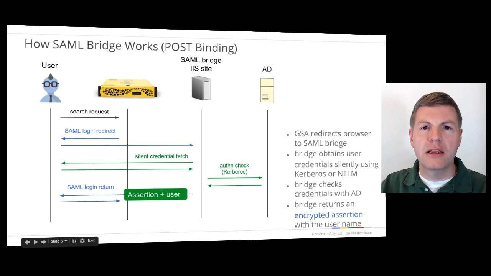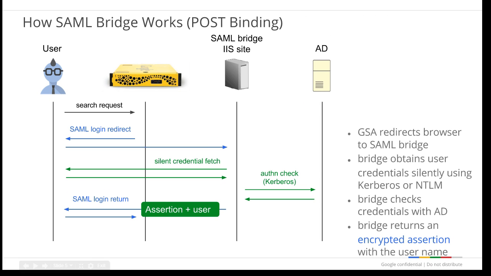When a post binding is used, the flow of messages looks like this. First, the user makes a secure search request to the GSA. The GSA redirects the user's browser to the SAML Bridge for authentication. The user's authentication token in the browser is sent to the SAML Bridge with the request. For the token to be sent, the browser needs to be configured to identify the SAML Bridge server and the GSA as trusted for silent authentication.